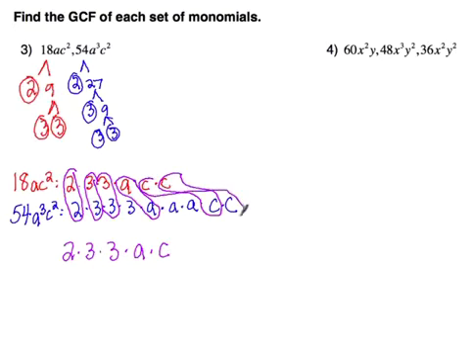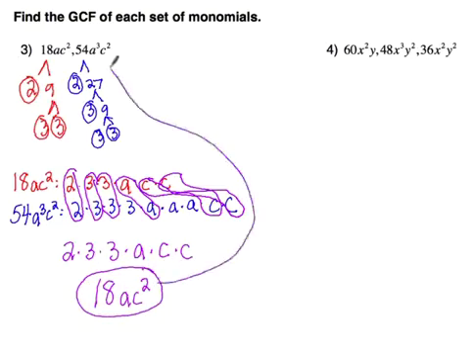Watch this. That's another one. We're just going to circle those together. Okay? So there's another group. That's C times C. So the GCF here is 2 times 3, which is 6, times 3, which is 18. So it'd be 18AC squared. That's the GCF for those two numbers up here.